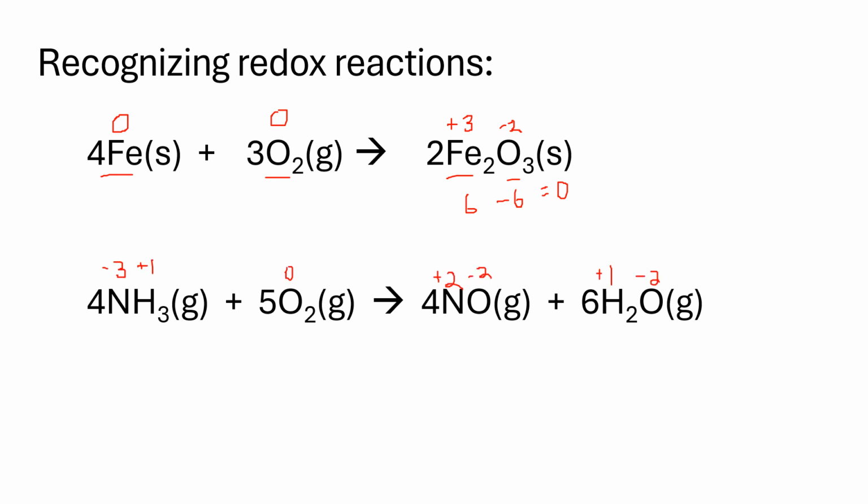Okay, so here are my oxidation numbers I came up with. -3 for nitrogen and +1 for hydrogen in ammonia. And then we have 0 for elemental oxygen. And then in nitrogen monoxide, we have +2 for nitrogen, -2 for oxygen. And then in water, +1 for hydrogen, -2 for oxygen. And so then the other thing we can say is oxygen, which only shows up in one place on the left, but does show up in 2 places on the right. But either way, oxygen is going from 0 to -2, and then also have a -2 over here.